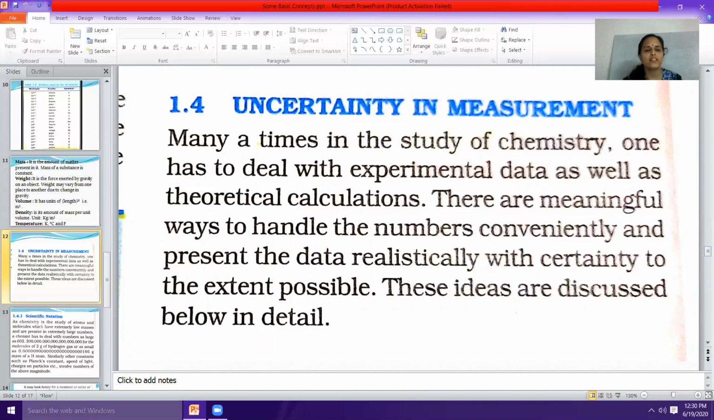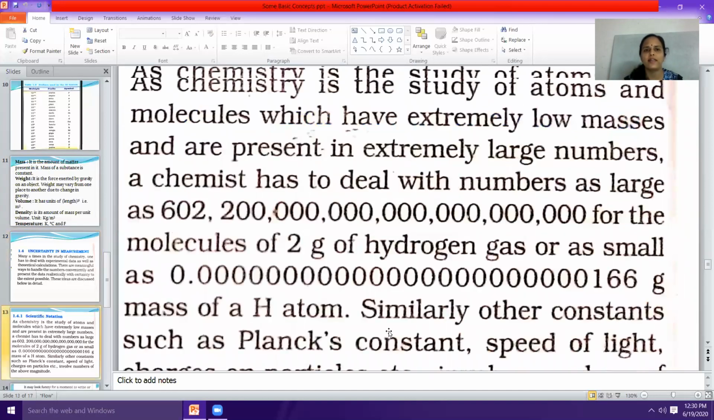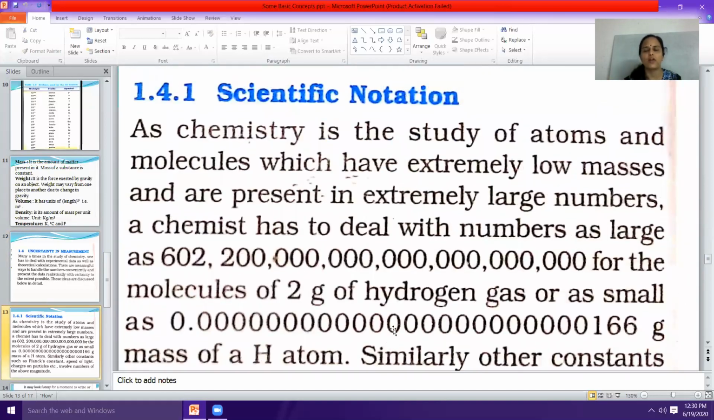So here you see we are seeing a new method of calculation, and it is scientific notation method. It is called as scientific notation method. So as chemistry is a study of atoms and molecules that have extremely low masses and they are present in extremely large numbers, a chemist has to deal with numbers as large as, you see the number which is there here on the screen. It is 602.200000000000000. So it's a very big number.